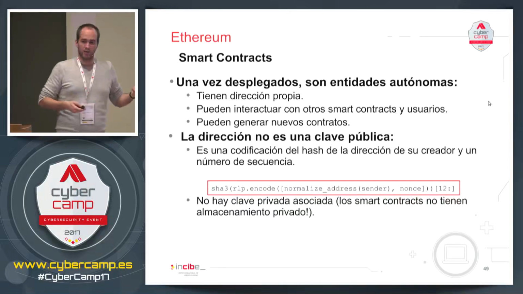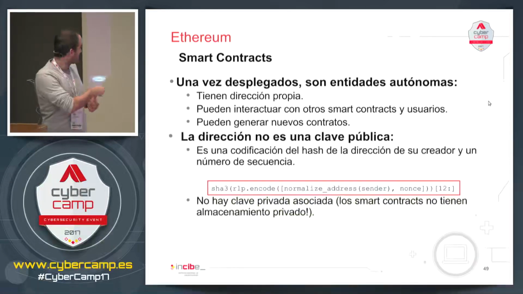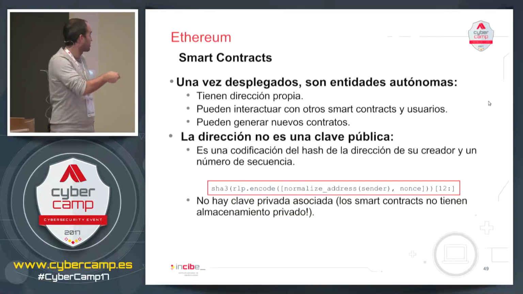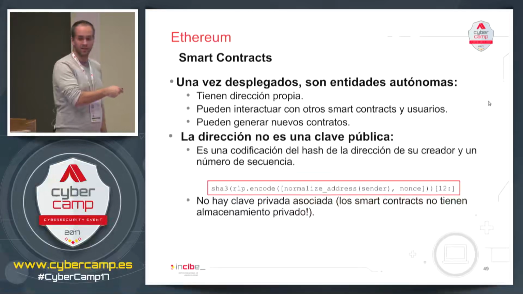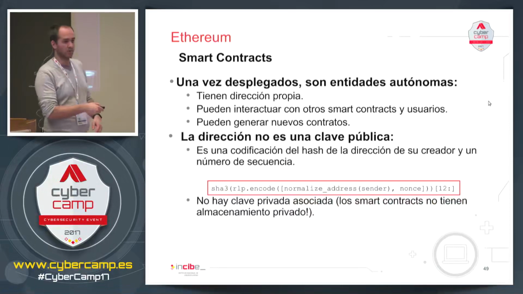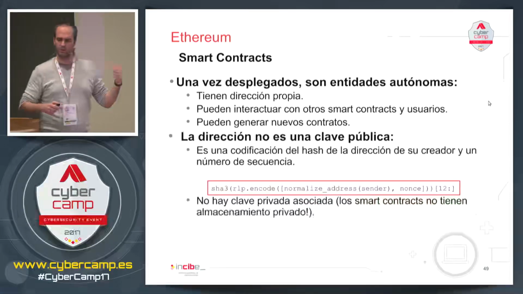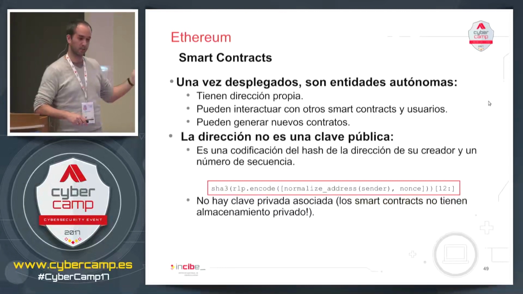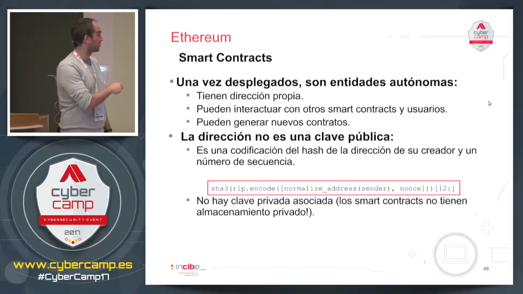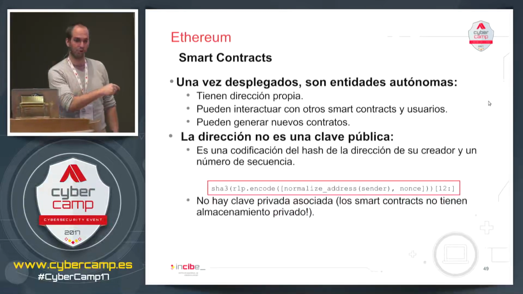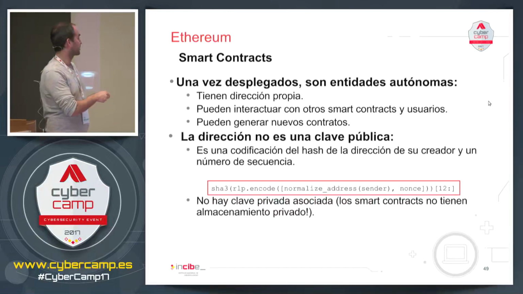So what is it? It's an encoding. It's a code for a smart contract. It's the coding of certain values. This is the sender address, the person creating the smart contract, which is concatenated with a random number. Well, no, this is the number of transactions that has been generated by this person. And everything is hashed with SHA-3. That's the hashing function in Ethereum.